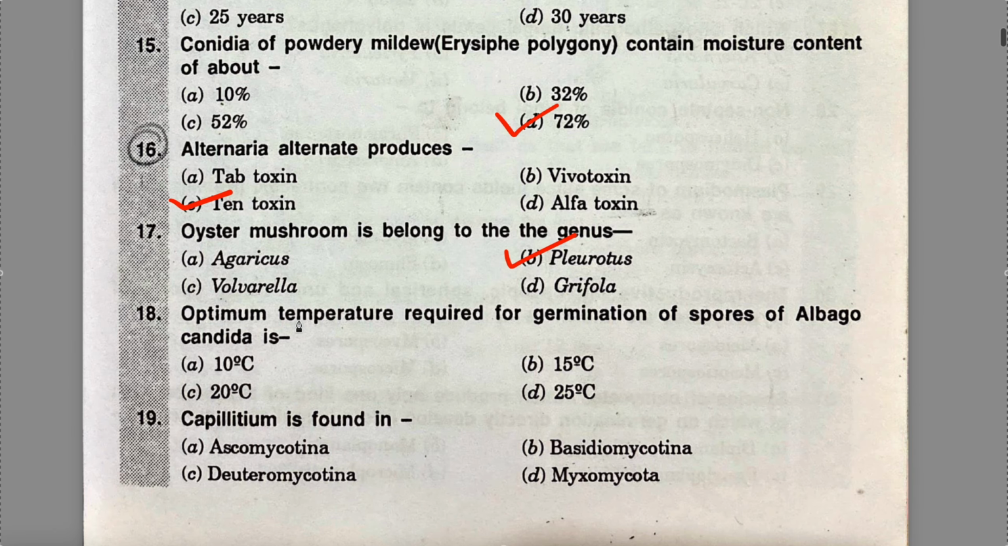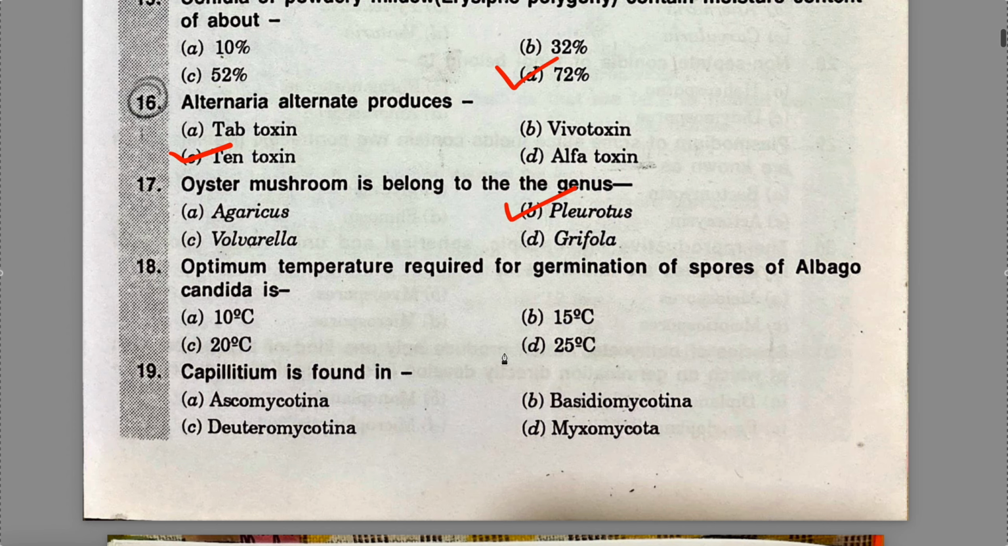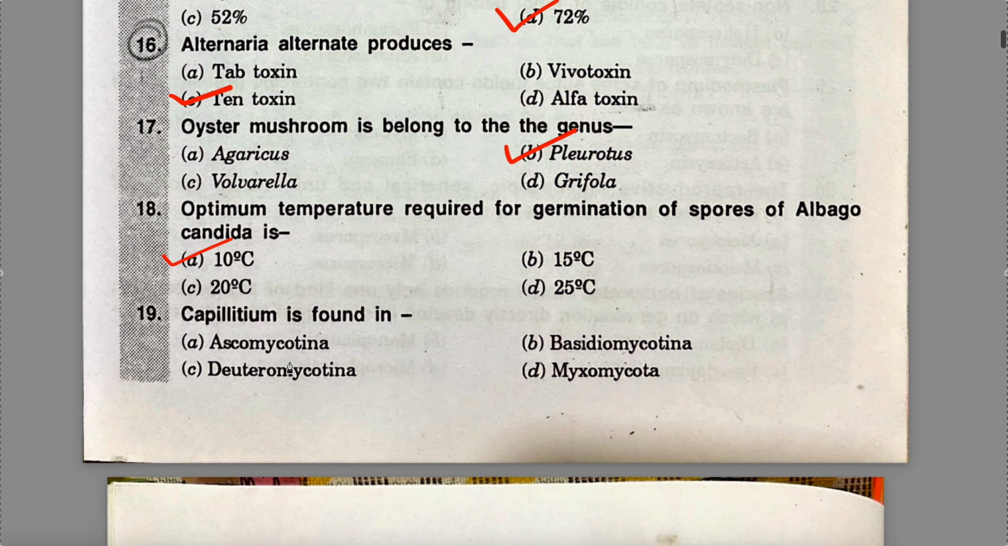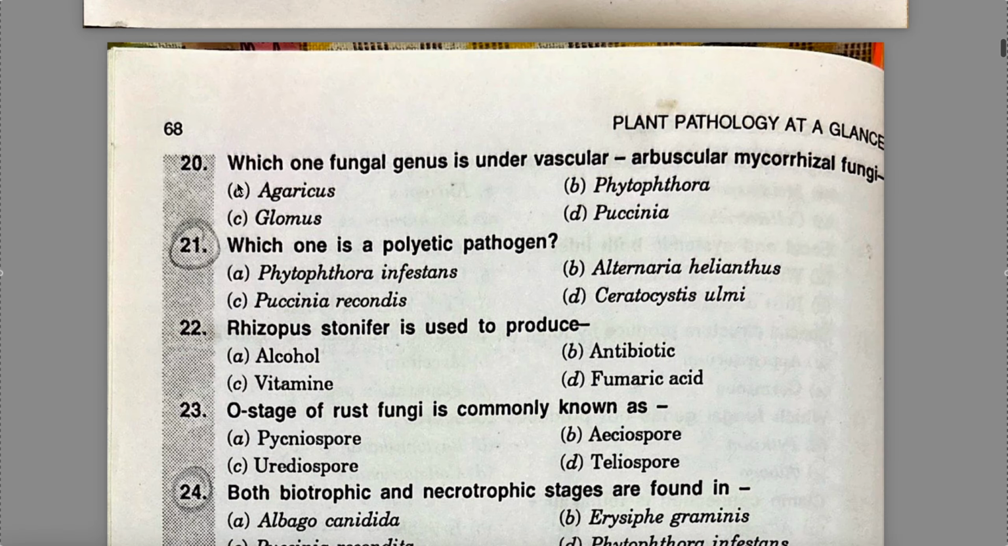18. Optimum temperature required for germination of spores of Albugo candida. It's 10 degrees Celsius, 15 degrees Celsius, 20 degrees Celsius, or 25 degrees Celsius. Answer 10 degrees Celsius. 19. Capitulum is found in Asco, Basidio, Deutero, or Myxomycota. Answer Myxomycota. Question 20. Which fungal genus is under vesicular arbuscular mycorrhizal fungi? Agaricus, Phytophthora, Glomus, or Puccinia?